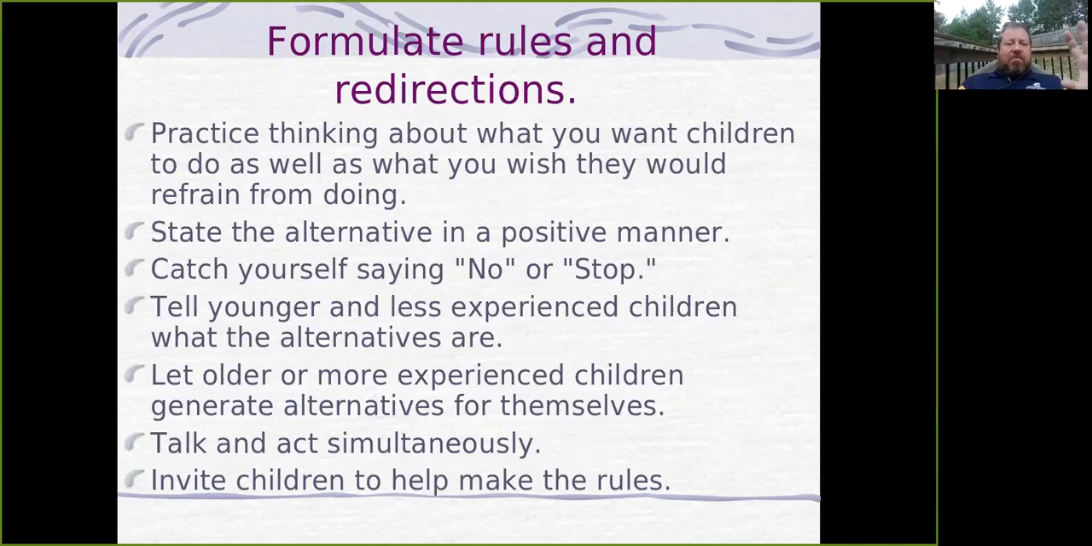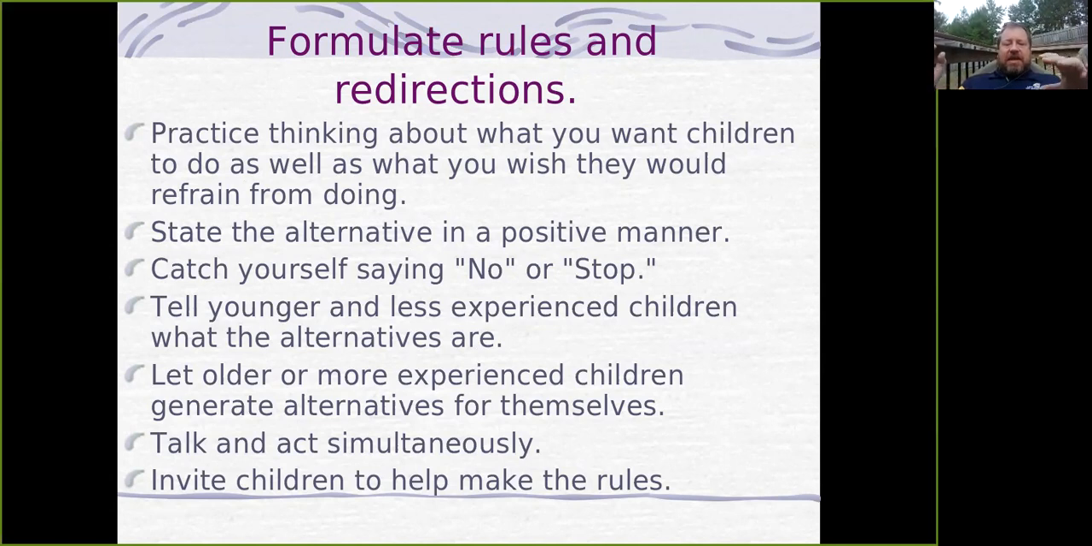You should get in the habit of practicing what you want children to be doing. We talked last week about giving positive directions, about telling children what to do. And that should be a mental habit you're getting into. Not just what you don't want them doing, what is it you want to see? Because your rules and your redirection should always be in that positive manner, as you know.